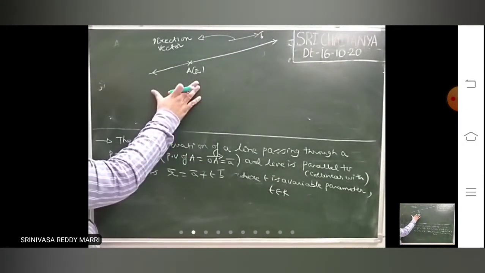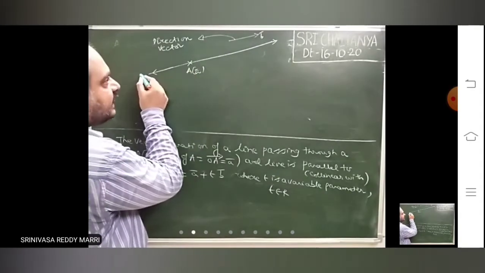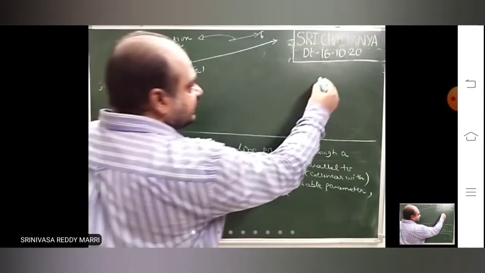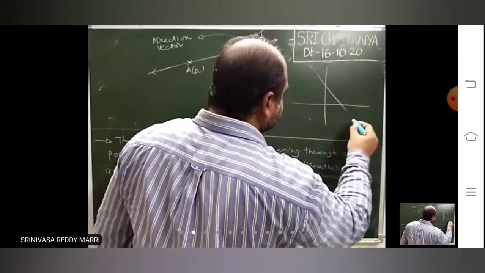Now look at, for finding the equation of the line, there are an infinite number of points on the line. Generally suppose x plus y equal to 4.